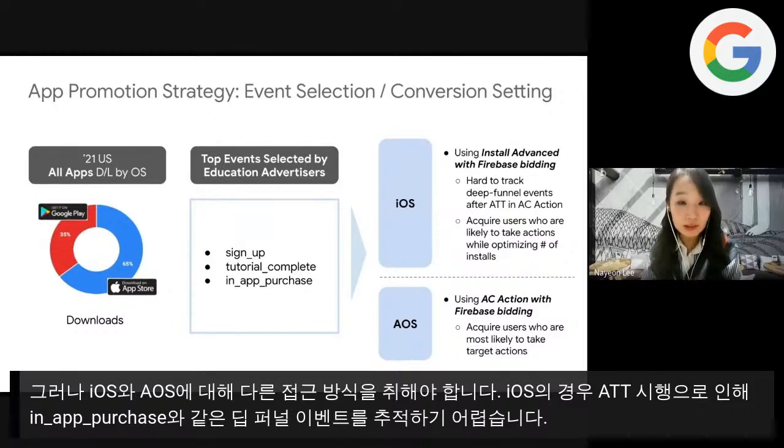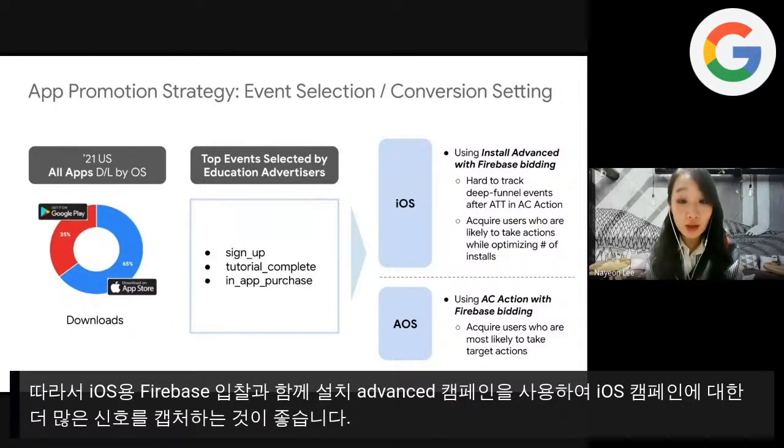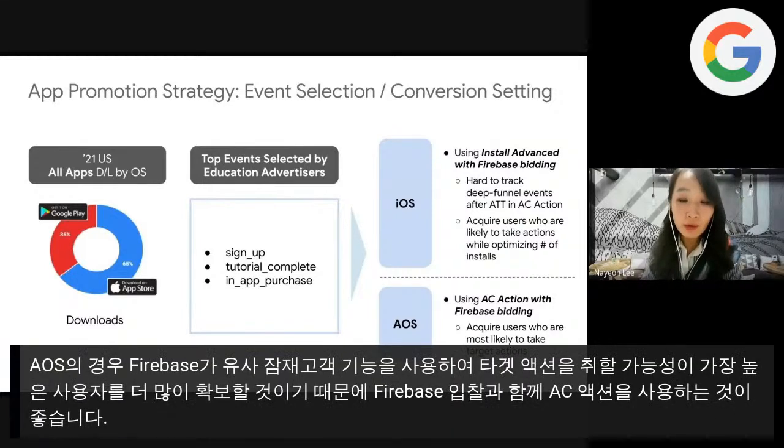iOS and Android. For iOS, because of the ATT enforcement, it's hard to track deep funnel events such as in-app purchase. Therefore, it's better to use Install Advanced with Firebase bidding for iOS to capture more signals for your iOS campaign. For Android, we recommend using AC Action with Firebase bidding because Firebase will acquire more users who are most likely to take target actions by using the similar audience function.